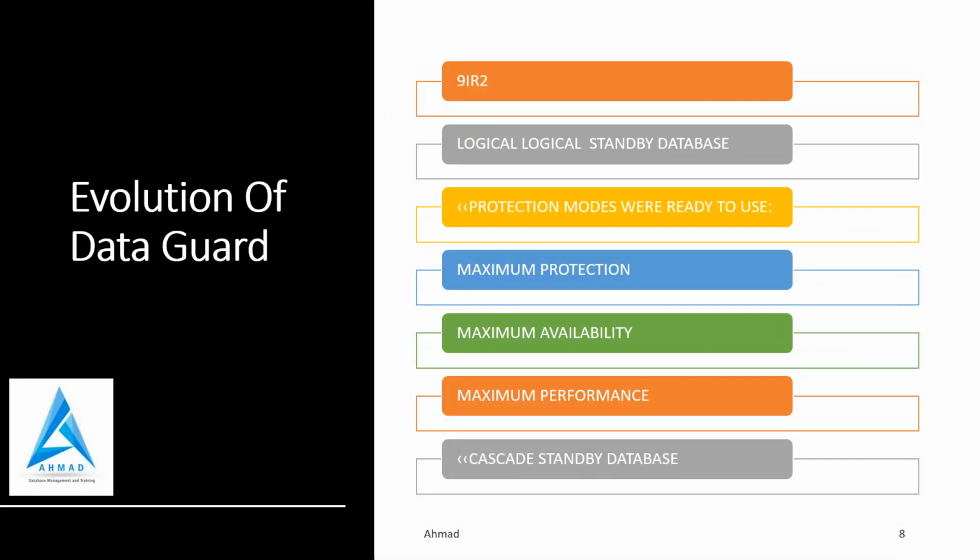And 9i Release 2 introduced the logical standby database. Then the protection modes were ready to use: maximum protection, maximum availability, and maximum performance were introduced. And then the cascade standby database was introduced. So that is in 9i.